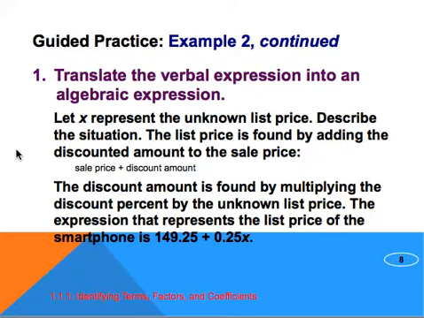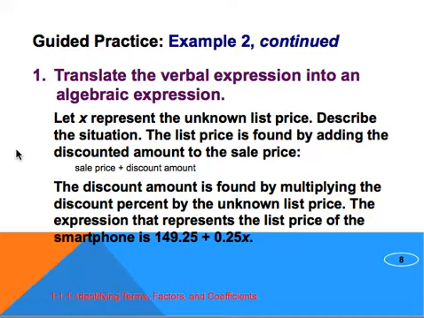So it says, first step, translate the verbal expression into an algebraic expression. Let x represent the unknown list price and then describe the situation. The list price is found by adding the discounted amount to the sale price. You'll see 25% off, 5% off a lot of times. But what you have to understand is the list price is equal to the sum of the sale price plus the discounted amount. So whatever the sale is plus whatever you're taking off.